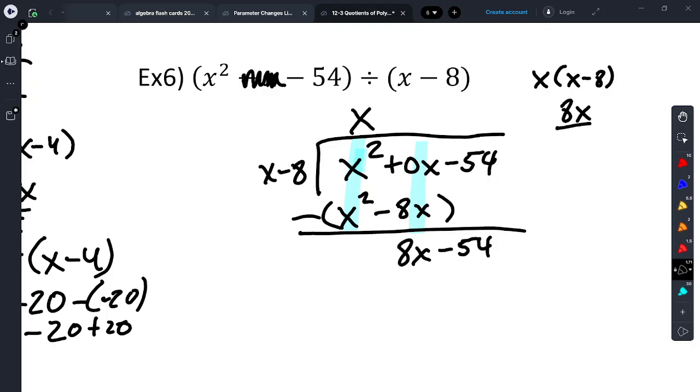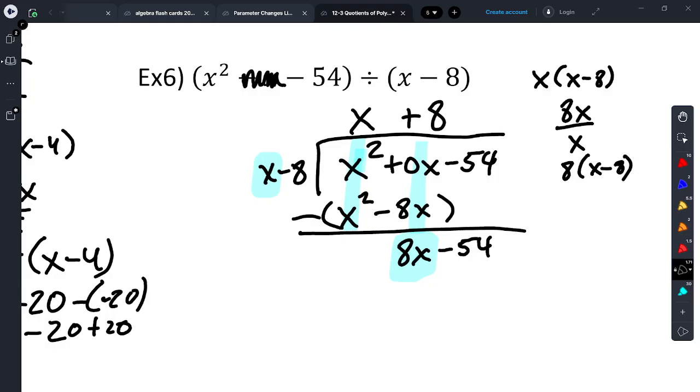Now what do I do? I do 8x divided by... 8x divided by. What do I focus in on? I only focus in on this and this. The rest just comes along for the ride. Yeah? So 8x divided by x, which is 8. Positive 8 or negative 8? Positive 8, yeah? What do I do with the 8?